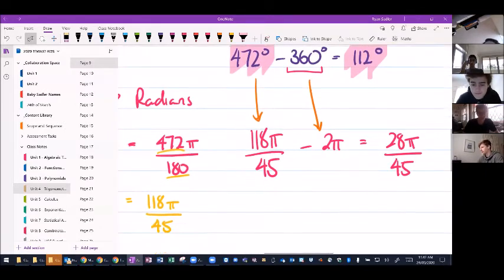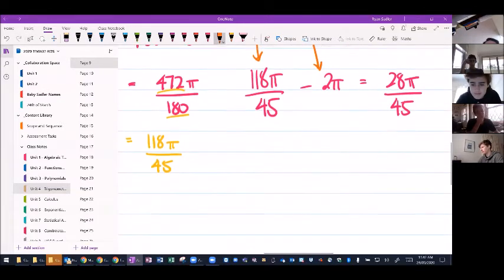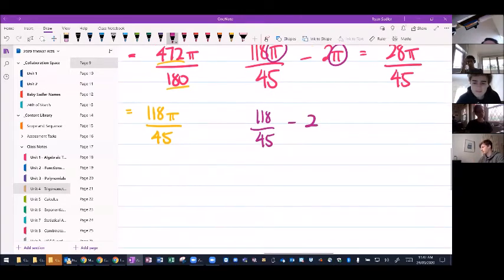Oh, that's just fractions. So if you ignore the pi here, this is the easiest way to do these things. These are both fractions of pi. So what you can do is just ignore it. So really, if you did 118 on 45 minus 2, you'd have to get a common denominator. So you get 118 on 45 minus 90 on 45, which is 28 on 45.